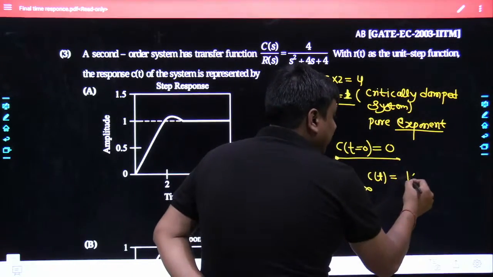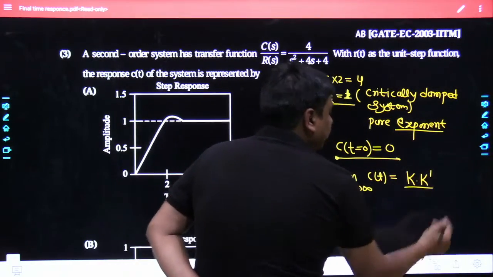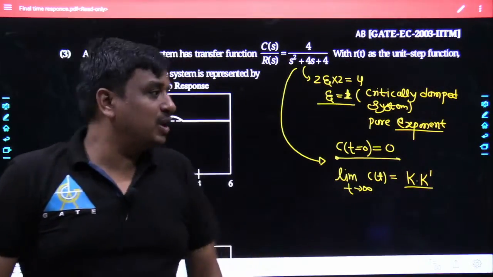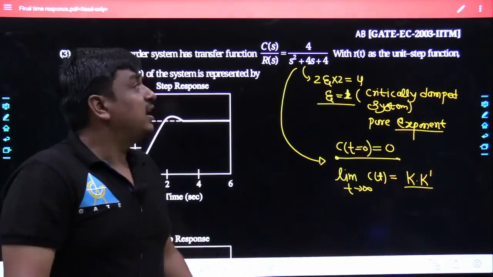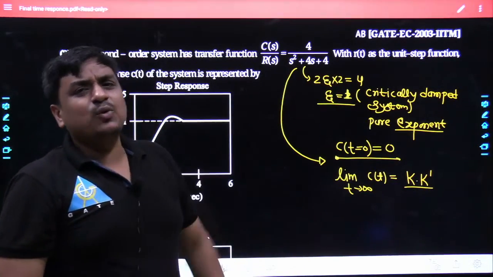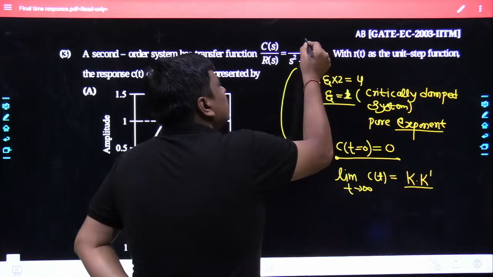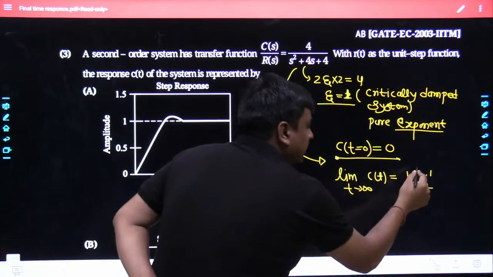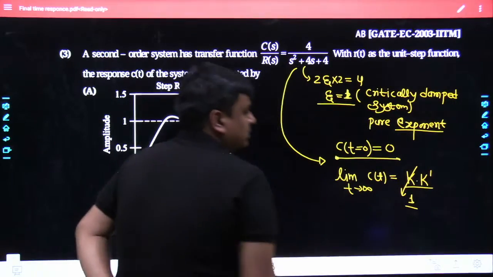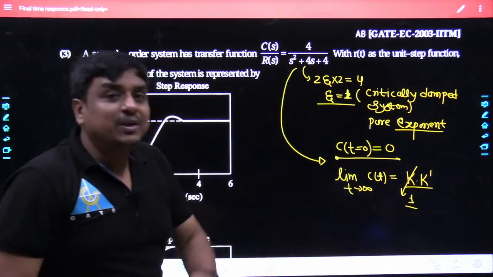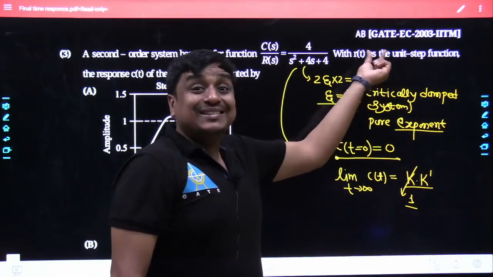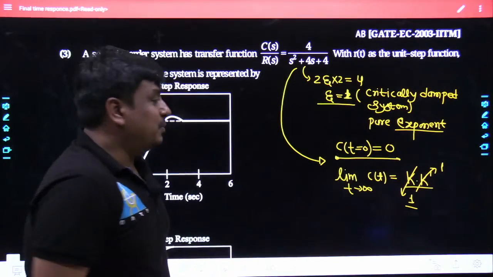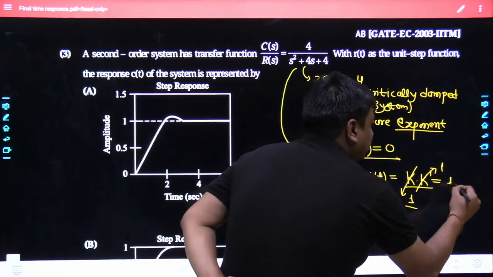What was the value? We have already calculated it. It is going to be k into k dash. What was k dash? The k dash was the magnitude of the step input, and k was the DC gain inherited from the transfer function. What is the value of the DC gain? This used to be k times omega n square. Omega n square is already 4, so the value of k is simply 1. And the step input applied to the system is a unit step in nature, so by default this would also be 1. That means at steady state, it would settle at 1.